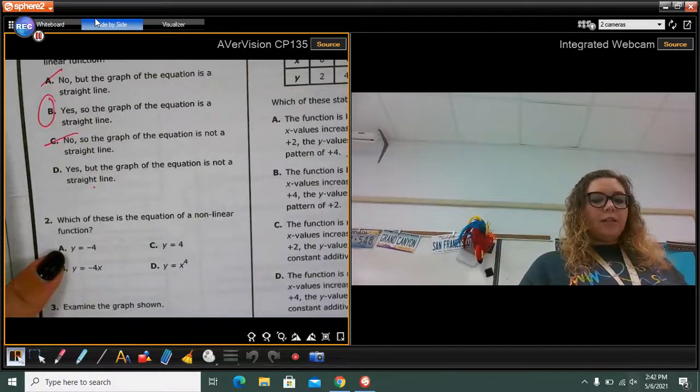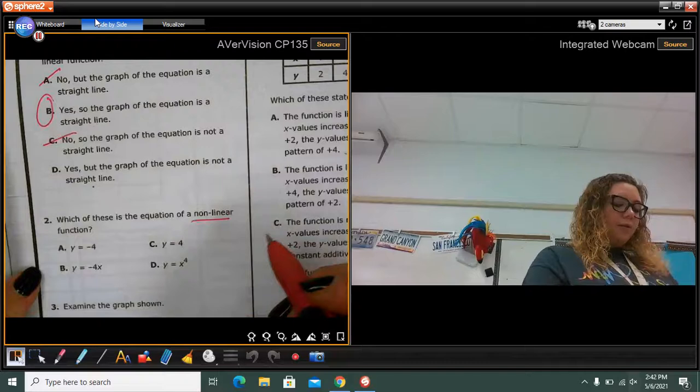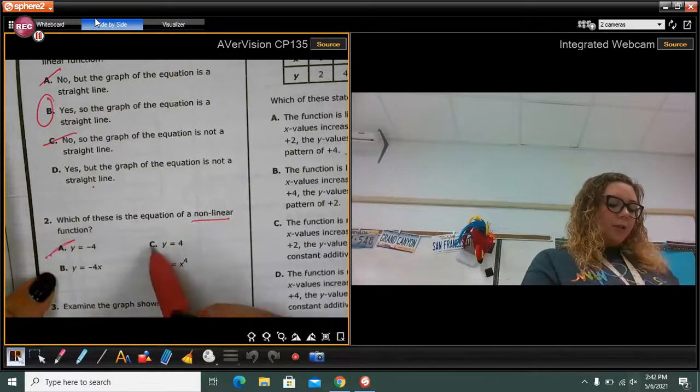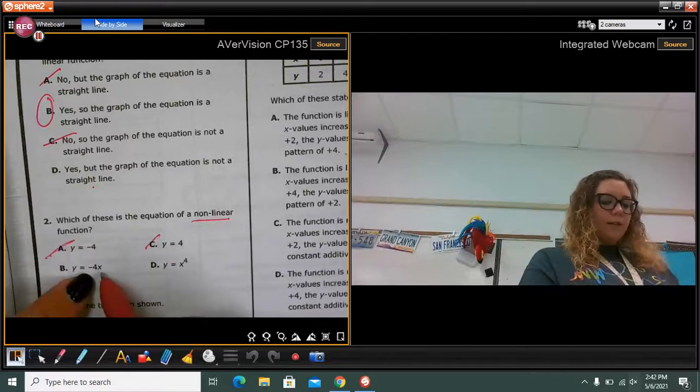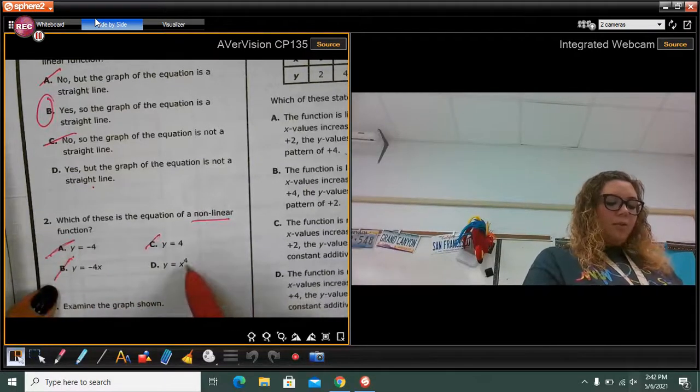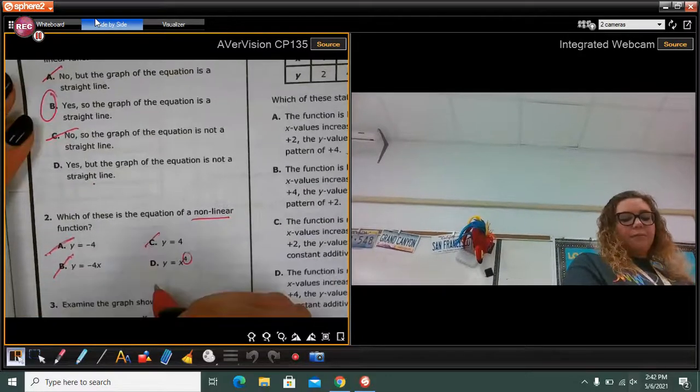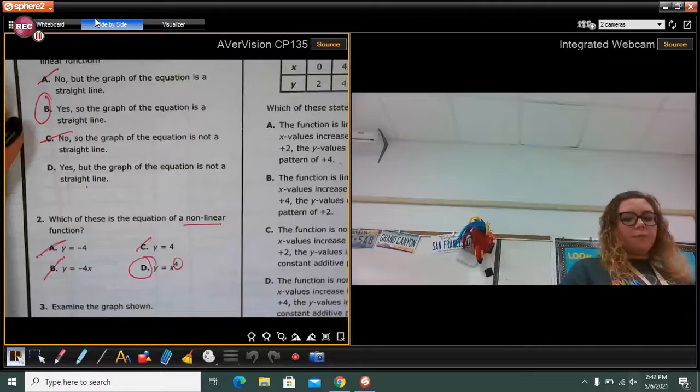Which of these equations is a non-linear function? Okay. This one, nope, that's going to be linear, linear. X is on top, linear. I have an exponent, so this is going to be non-linear.